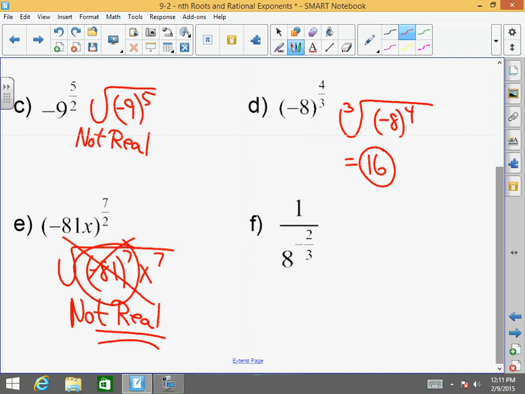And last but not least, if I have 1 over 8 to the negative 2/3, that's the same thing as me saying 8 to the positive 2/3 up here in the numerator. I brought it up, which is the cube root of 8 squared. The cube root of 8 is 2. 2 squared is 4.